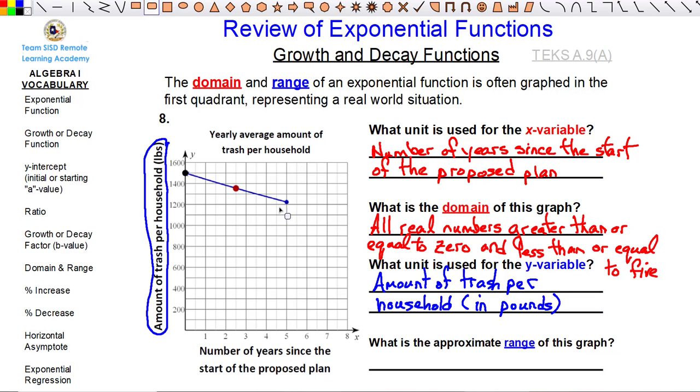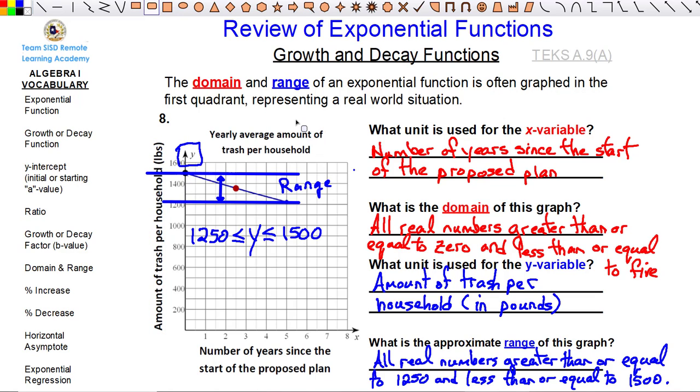What's the range? Well, we always have to start at the bottom here. So it's going to be from the bottom to the top. It looks like it starts at about 1,250 and then it goes up to about 1,500. So the range would be all real numbers greater than or equal to 1,250 pounds of trash and less than or equal to 1,500 pounds of trash. It's right there in between. So all y values in between 1,250 and 1,500.